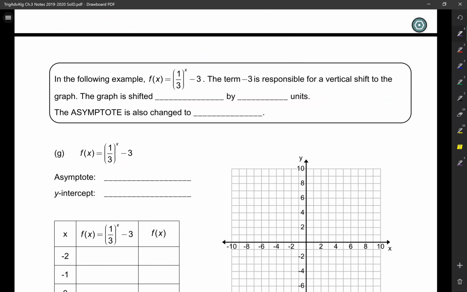The range was y is greater than 0. Now I have 1 over 3 to the x minus 3. This minus 3 is not in the exponent, it's happening to the y. So this is a vertical shift. So the graph shifts down by 3 units.